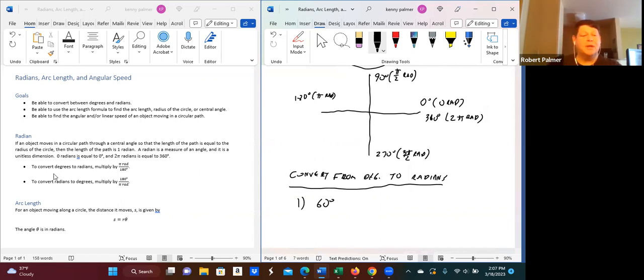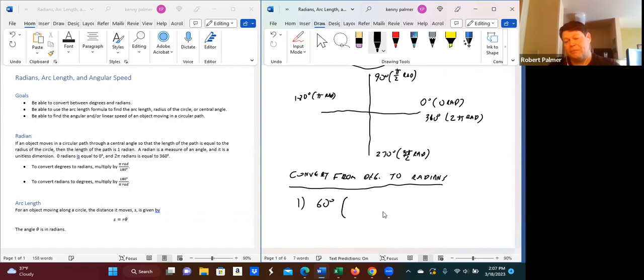The way we're going to do this, to convert from degrees to radians, is to use the fact of what things are equal. We actually could use any of these equivalencies, 360 and 2 pi, or 90 degrees and pi over 2, for example. We're going to use this one, 180 degrees and pi. So to convert from degrees to radians, multiply by pi radians over 180 degrees.